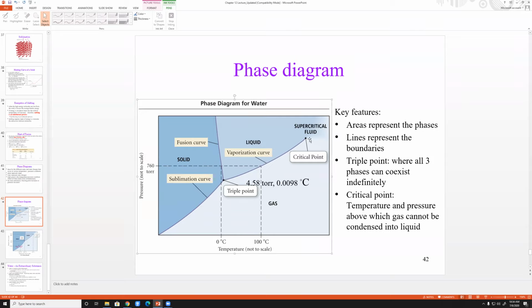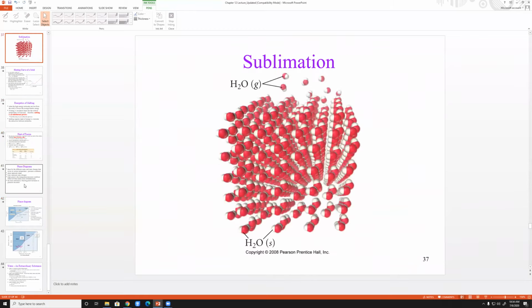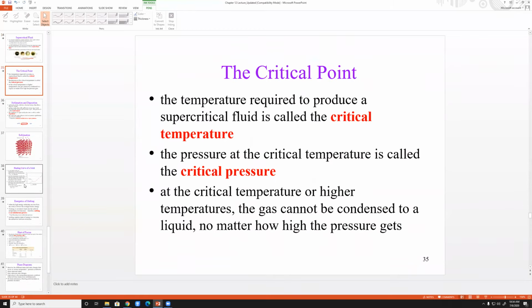And then there's a critical point. So the critical point is where above that, any higher pressure or temperature, you have what we call a supercritical fluid. Now, supercritical fluids are not really understood too much, but we have a definition here.